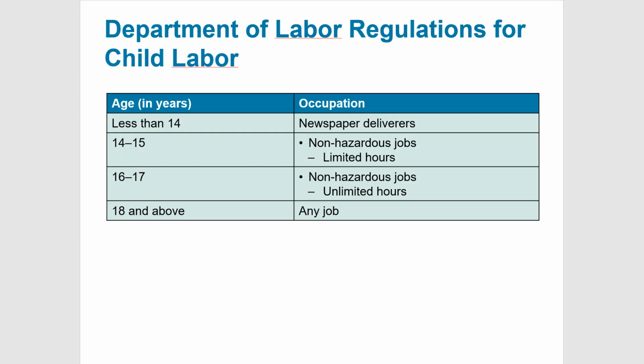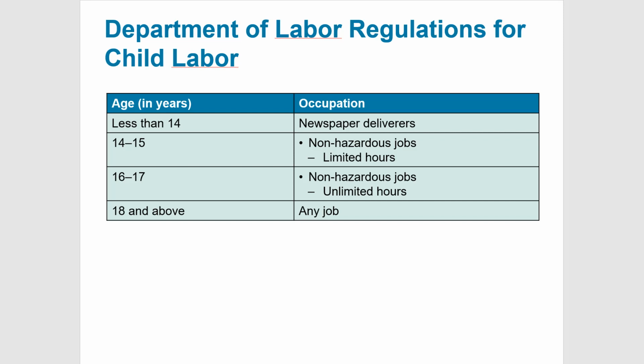Department of Labor regulations for child labor. This is the federal level. So if a person is less than 14, they can be newspaper deliverers. I don't even know how much of a deal that is anymore. I would imagine the number of newspaper deliverers has gone dramatically down from 20 or 30 years ago.